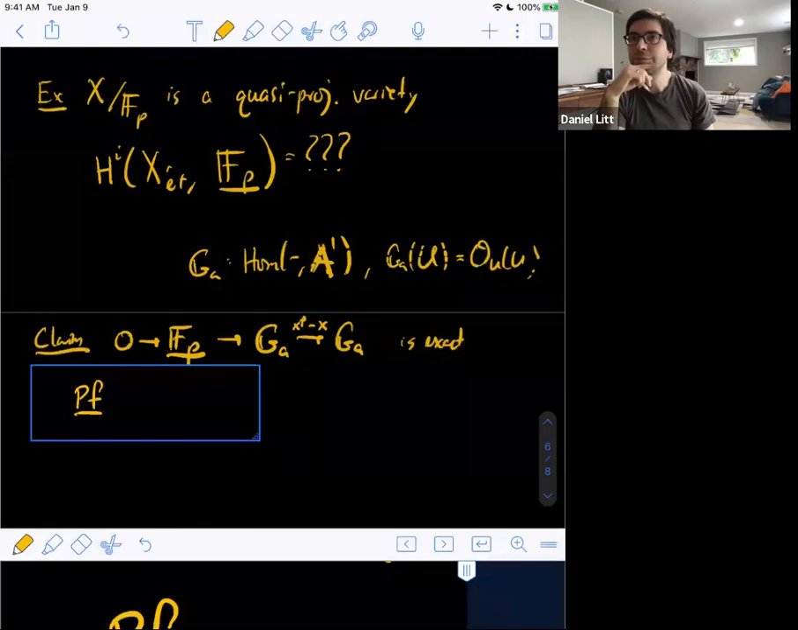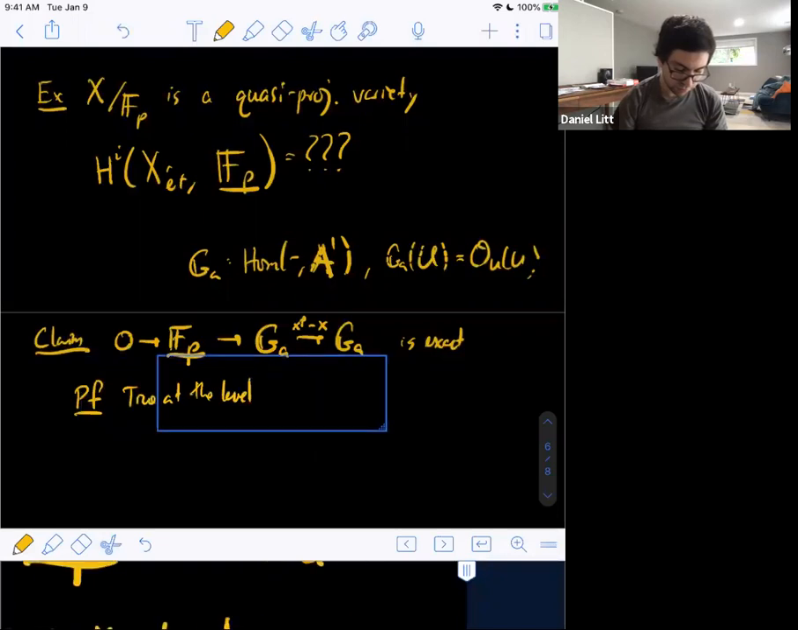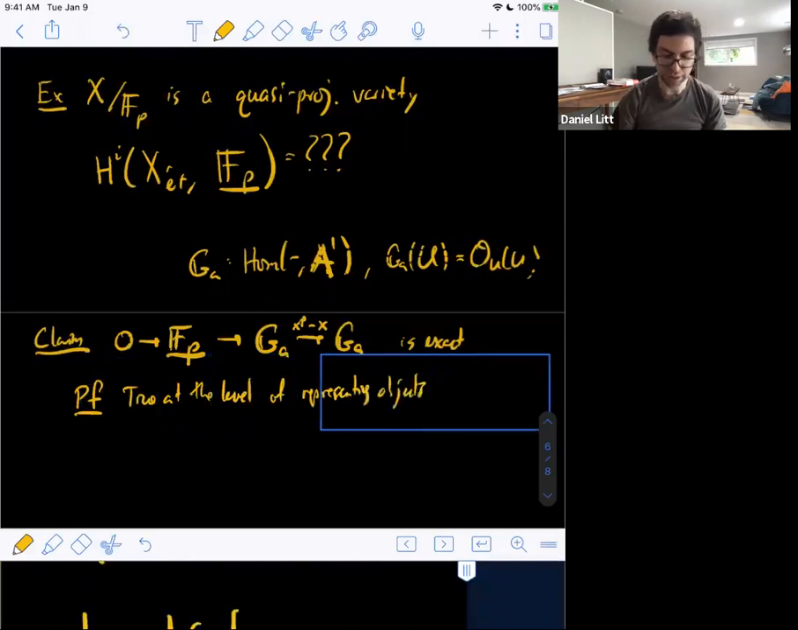Yeah, it's kind of like the exponential exact sequence. So this is called the Artin-Schreier exact sequence, is the name for this. So the proof is just that this is true at the level of, well, you can say it's true at the level of representing objects, depending on how you think about things. Or you can just check it directly. Like, what do you need to check?